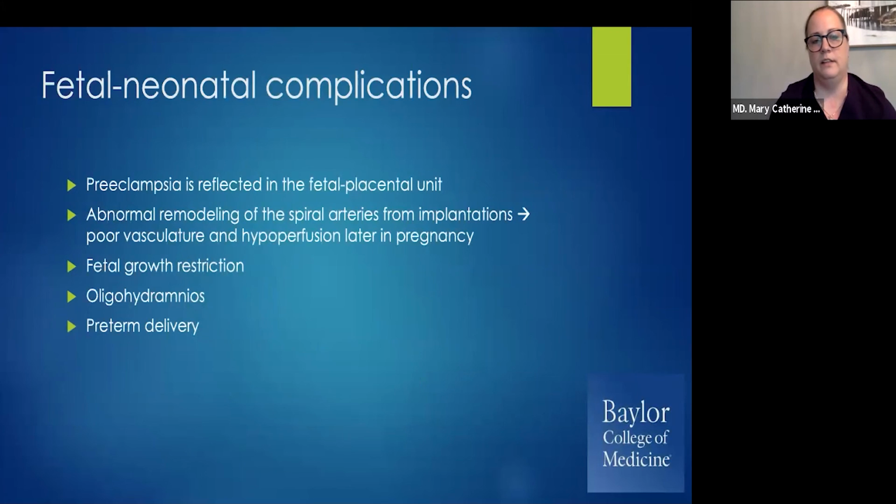And then finally, fetal and neonatal complications, of course, since preeclampsia is caused by and reflected directly in the fetal placental unit, and usually manifested by growth restriction, low fluid levels, or oligohydramnios. And of course, preterm delivery that is usually iatrogenic on our behalf and for the benefit of the mother.